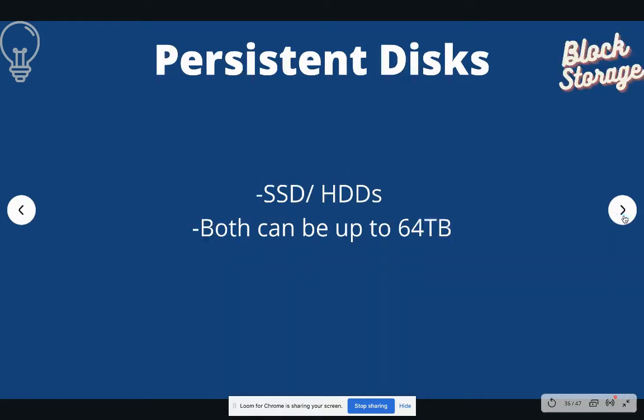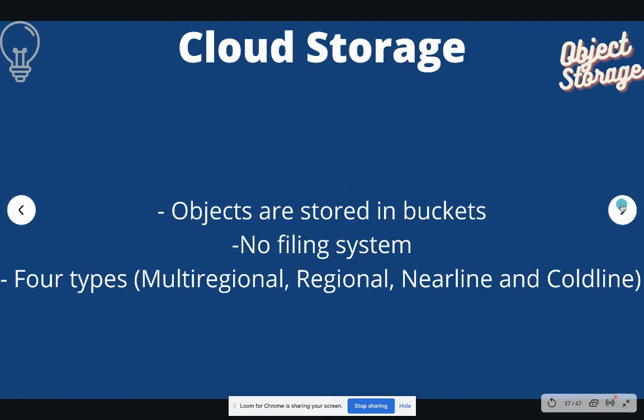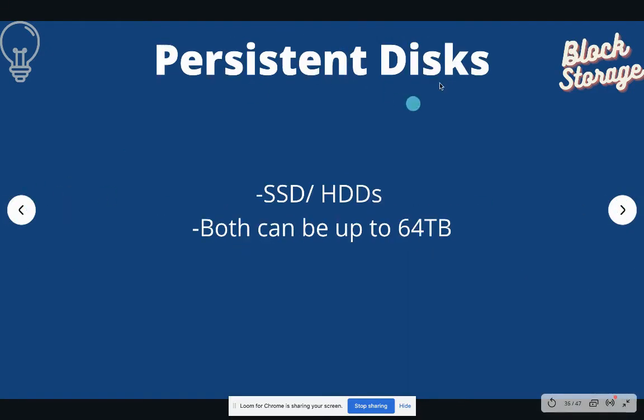Next, we have persistent disks, and these are SSDs or HDDs. On GCP, they can be up to 64 terabytes. So make sure you make use of these if you need to attach something to a VM. Pay attention to the little sign on the top right which says that persistent disks are a type of block storage so that you don't get confused.